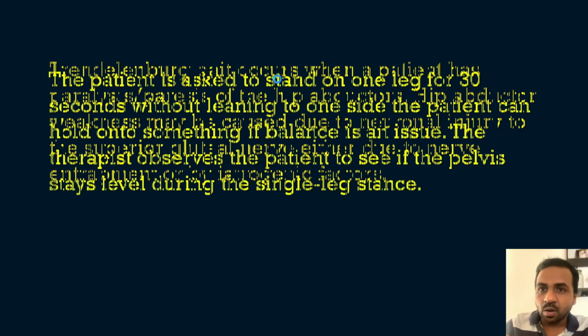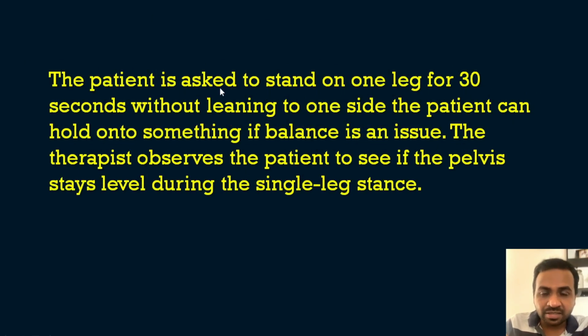So how can we elicit this test? The patient is asked to stand on one leg for 30 seconds without leaning to one side. The patient can hold on to something if balance is an issue. The therapist observes the patient to see if the pelvis stays level during the single leg stance. If the pelvis is in the same line, then we can say that the test is negative. If the patient tilts to one side in a Trendelenburg gait, then we can say that the test is positive and superior gluteal nerve damage is there. So that is the Trendelenburg gait test.